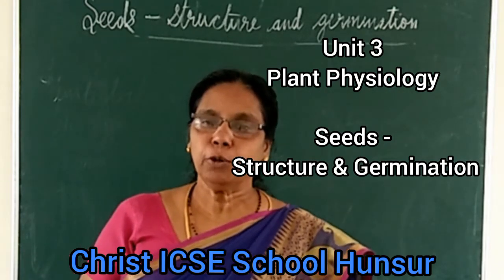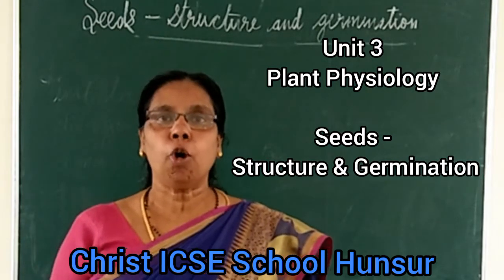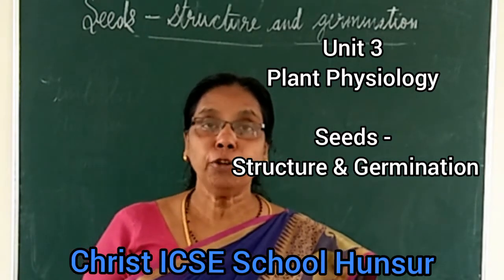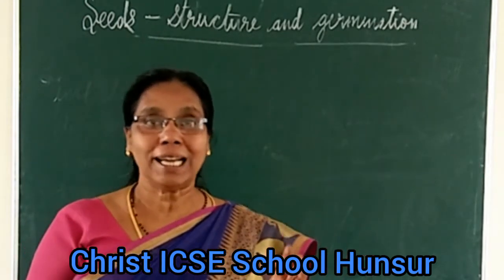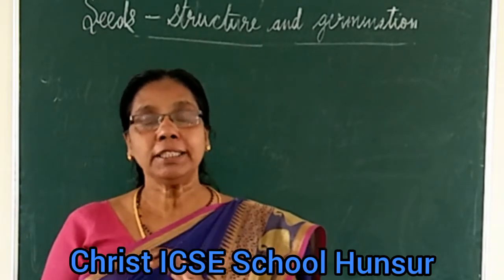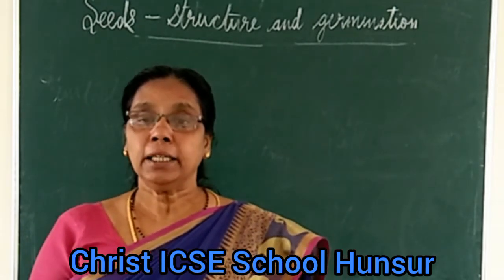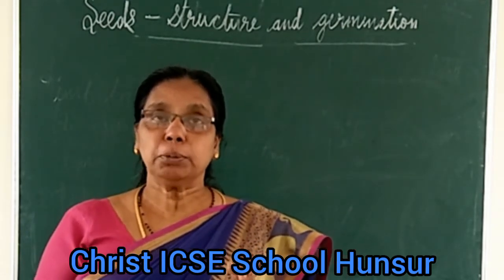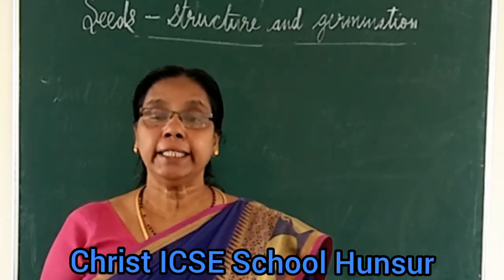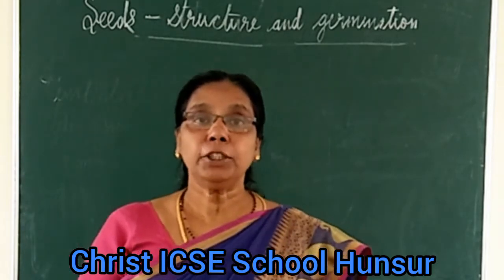Okay, what is meant by fruit? The enlarged or ripened ovary is called a fruit. Already you have studied in the last session that the ripened ovary changes into a fruit. And what is the function of this fruit? To protect the seed.